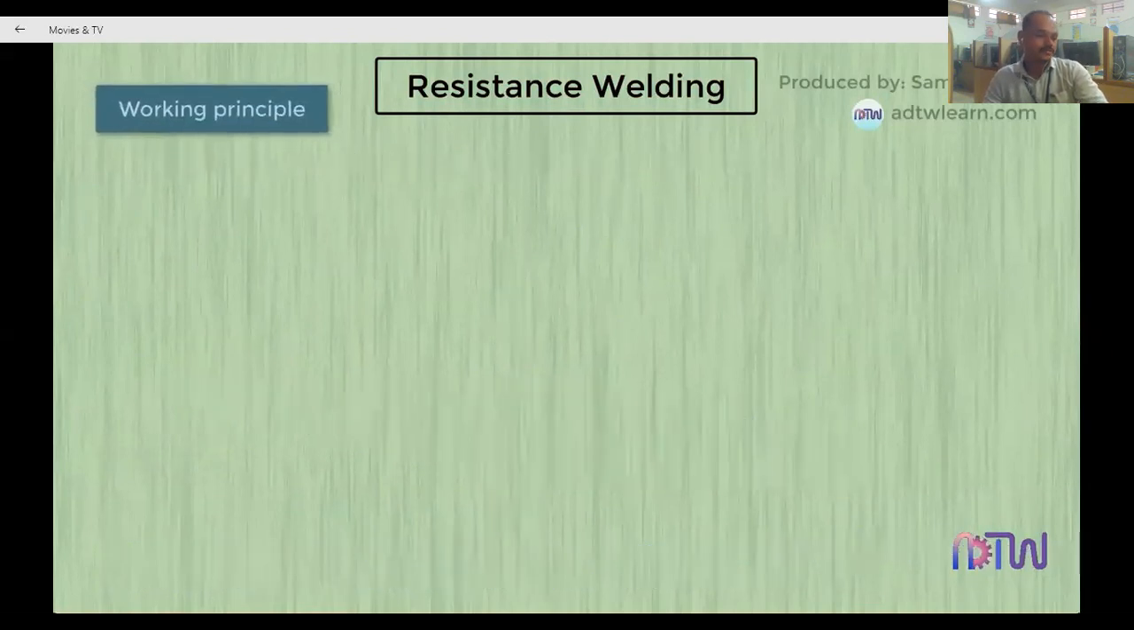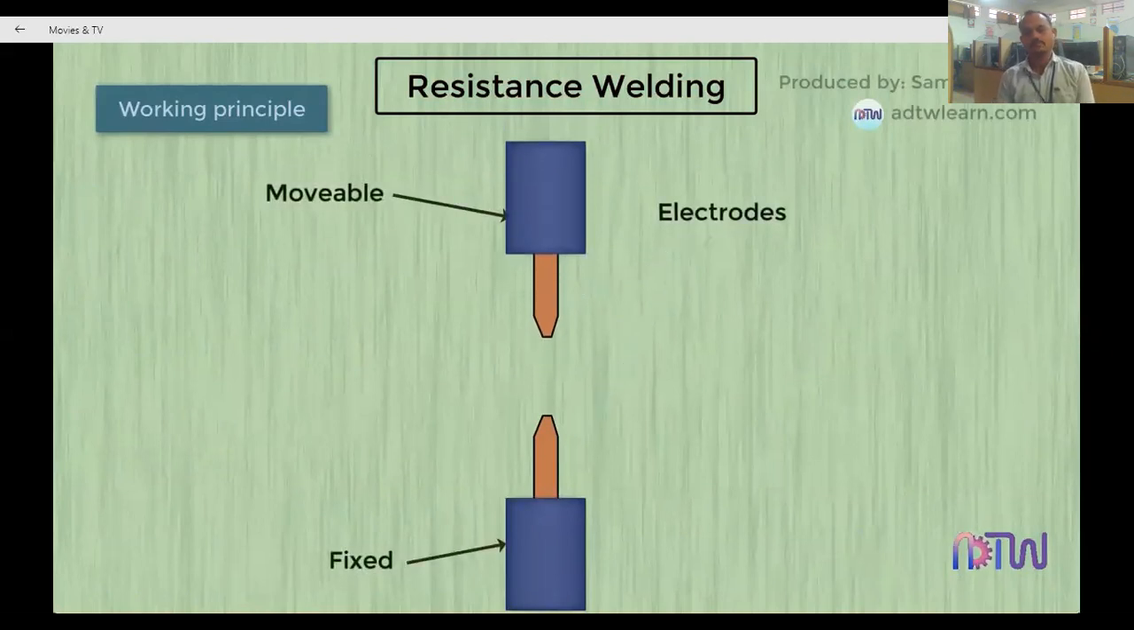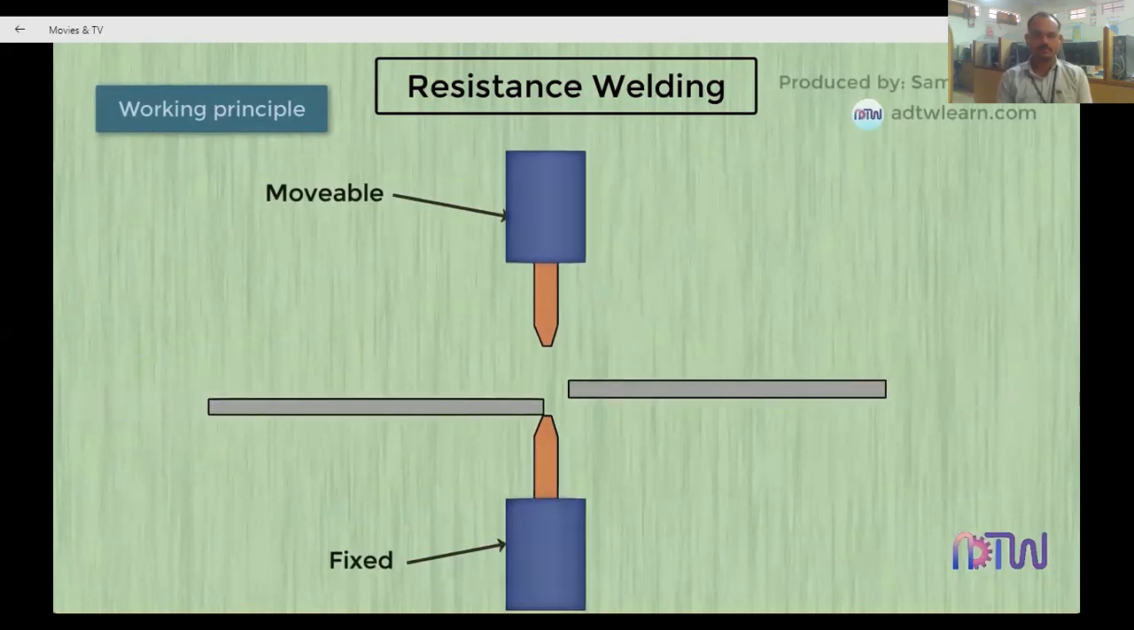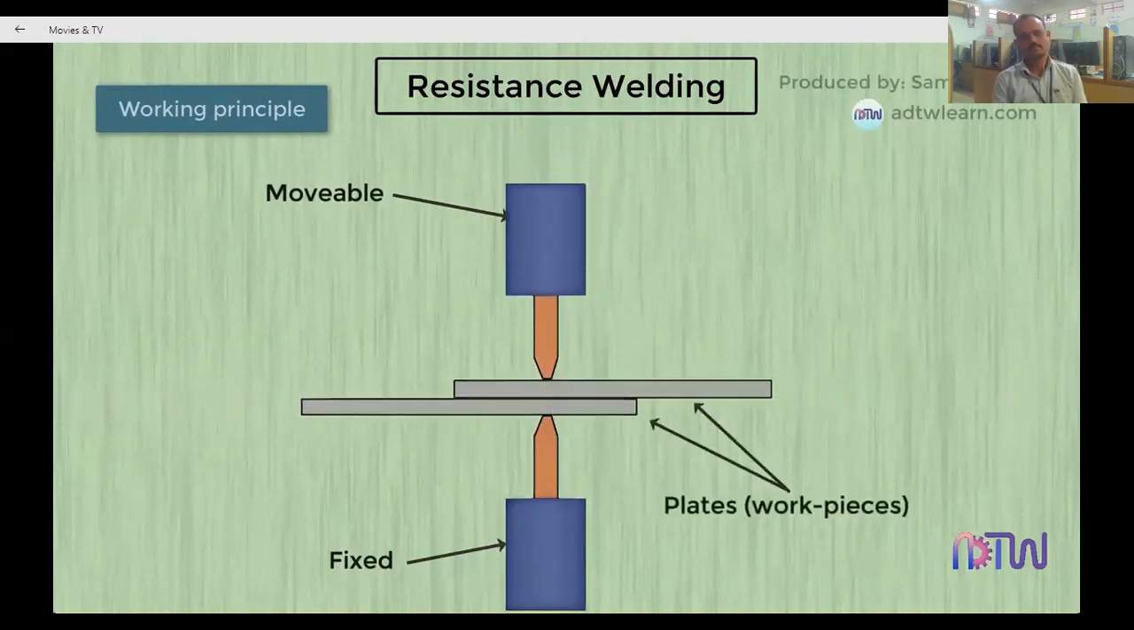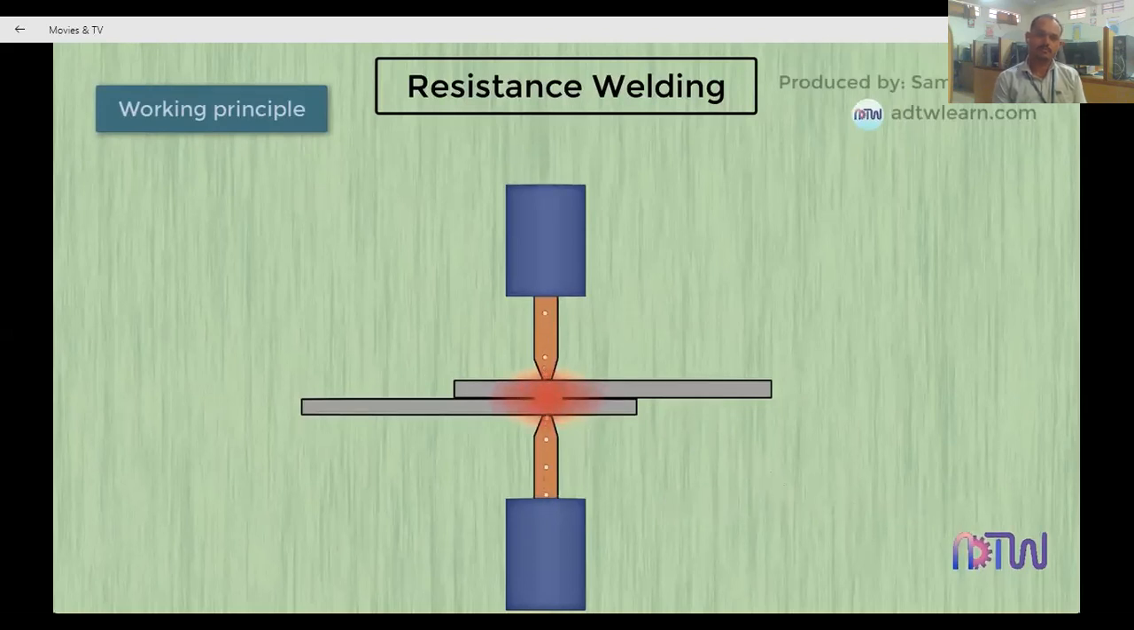Working principle. The welding electrodes are made up of copper, which is a good conductor of electricity. The movable and fixed electrodes of the spot welding machine are held in pressure on either side of a pair of plates to be welded together. As the current passes, it experiences the resistance between the electrode and workpiece contact and generates heat. This heat causes the interface of the workpiece in contact with another workpiece to melt, and pressure fuses the two metals, thus forming a solid bond.